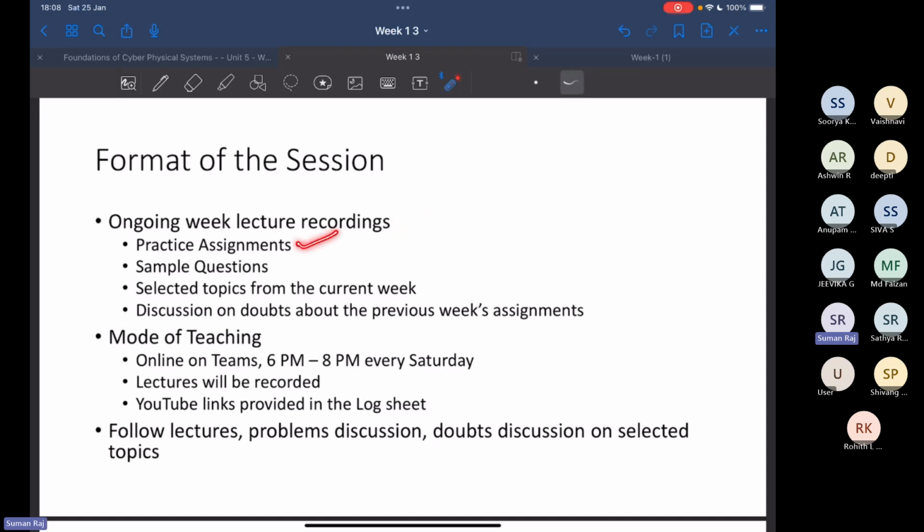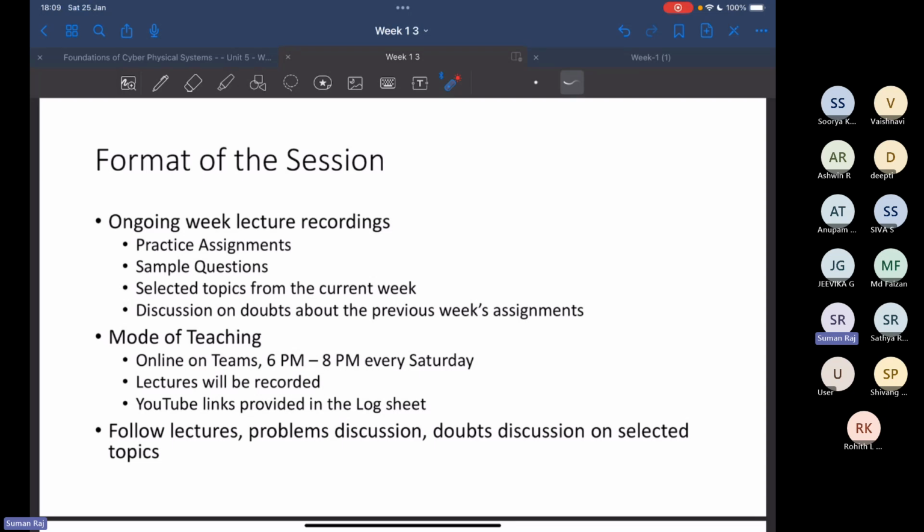Eventually, these sessions should help you in working on your assignments. Every week they will be releasing an assignment, and every week I'll be helping you to solve it. I won't technically be solving those questions, but giving you hints or solving similar kinds of questions that eventually help you. If you want me to cover some selected topics from the current week's recordings, please feel free to ask, and I can cover that depending on the time.